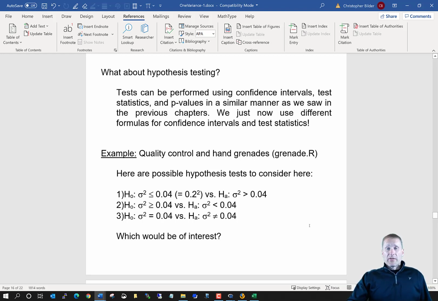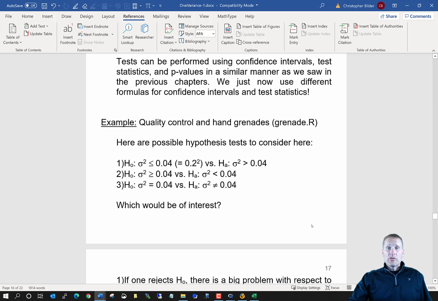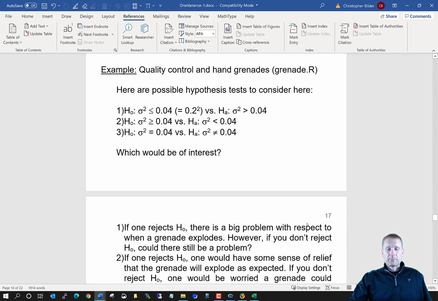Now we just have a different statistic. Our critical values are going to be based upon a chi-square distribution, and we find p-values corresponding to that chi-square distribution as well. Okay, so here are some possible hypothesis tests to consider. I think all three of these particular sets of hypotheses could be of interest depending upon a particular problem. We're going to focus on this first one here.